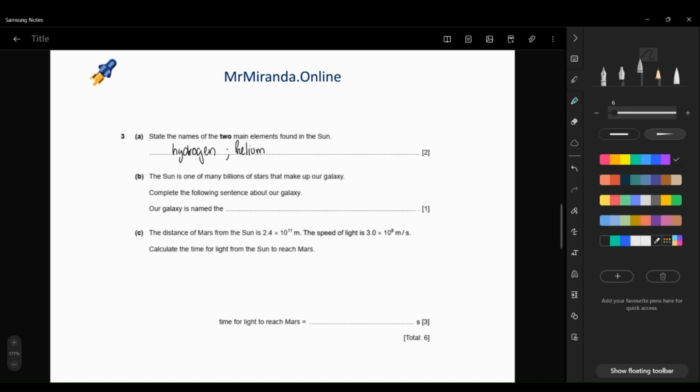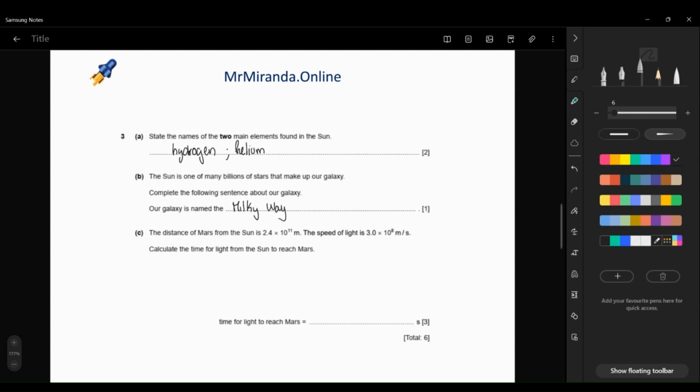B. The sun is one of many billions of stars that make up our galaxy. Complete the following sentence about our galaxy. Our galaxy is named the Milky Way.